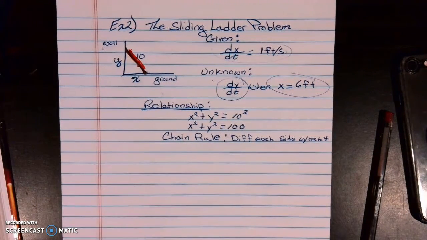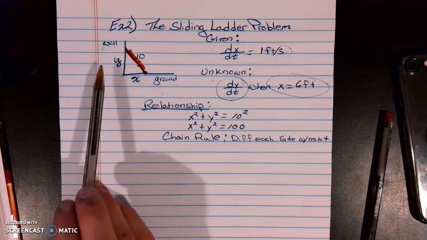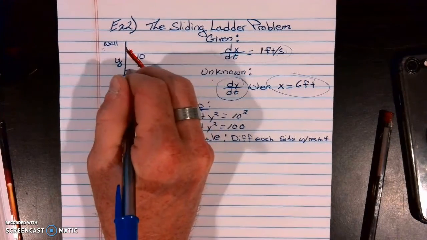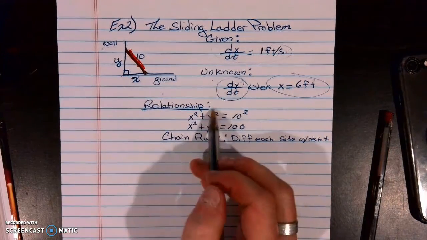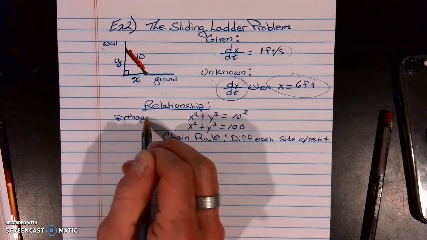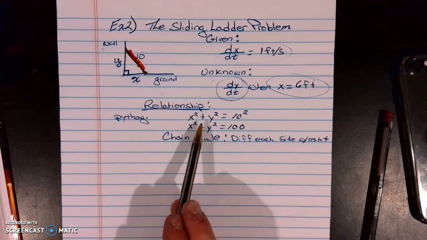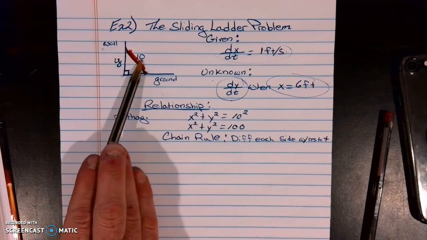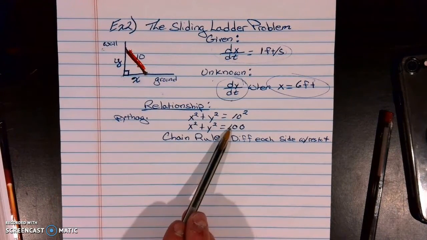Since when we're dealing with related rates, the big thing that we need to first discover is the relationship between the values here. And the relationship happens to be, since this is a wall, this is a right triangle, we can use the Pythagorean theorem, right? And using the Pythagorean theorem, I can say that x squared plus y squared is going to equal 10 squared, or 100.